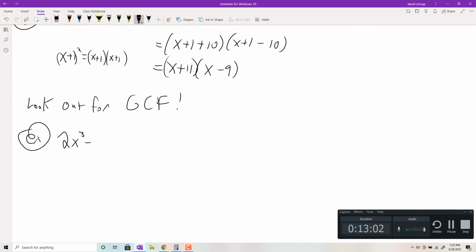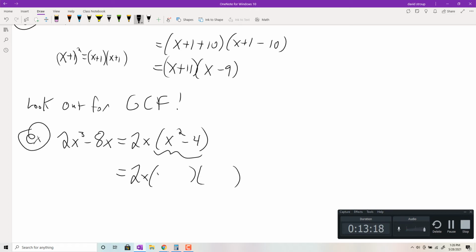2x cubed minus 8x. You can factor out 2 from both terms. You can factor out an x. You'll be left with x squared minus 4. And then you could continue to factor. This part is just a difference of squares, right? So it'd be 2x times x and x. And then it's plus, always plus minus for differences of squares. And then what times what is 4? So just 2 and 2. Okay, so just a gentle reminder. Let's maybe look at 1 or 2 more of those.